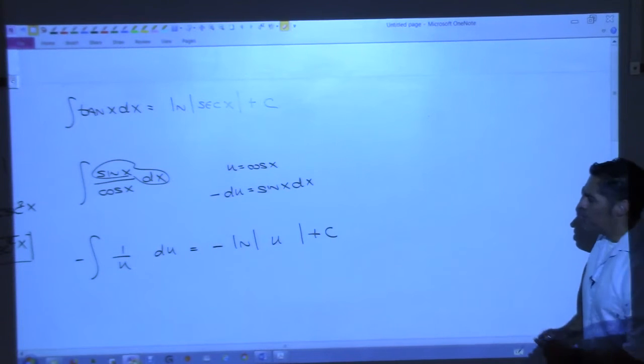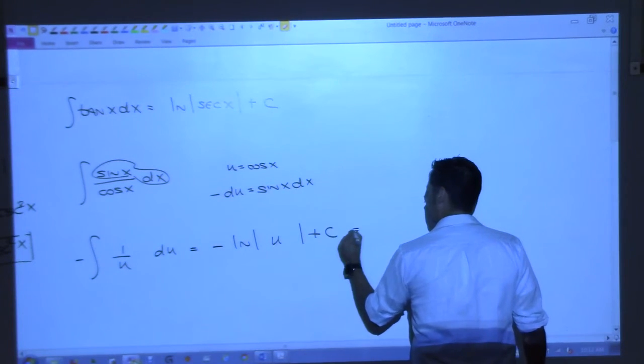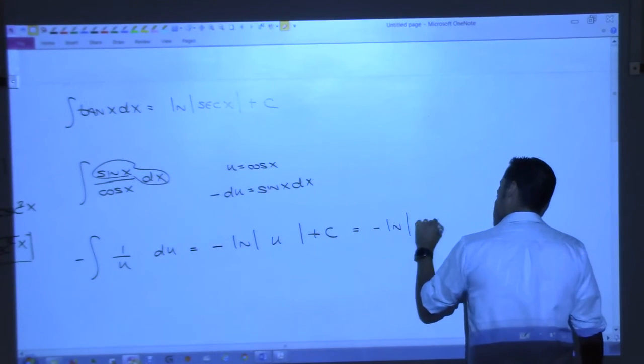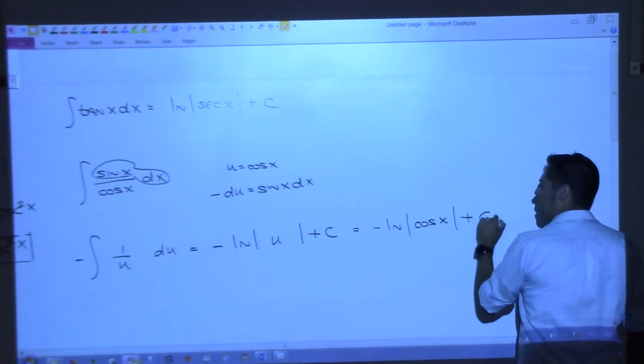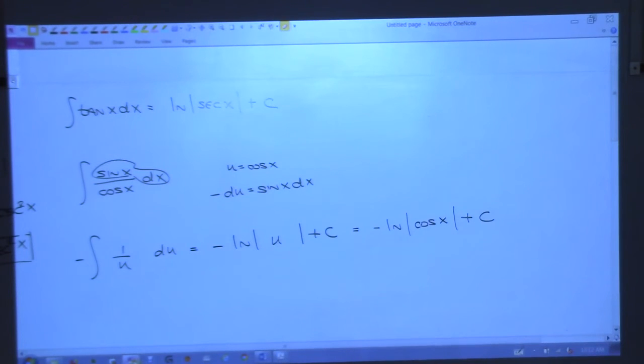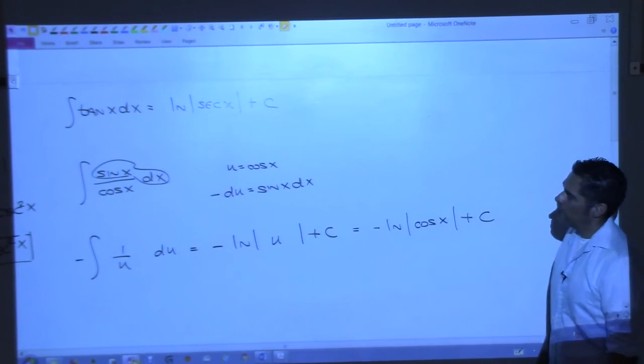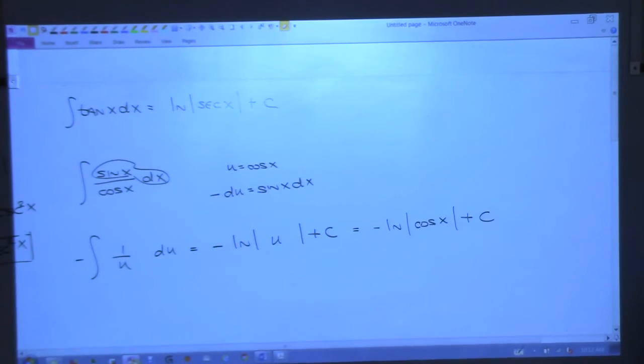All right, and what's u? What was u? Cosine x. Well, that's not the answer. It's in your formula sheet. Did we mess up? One has a negative, no, one doesn't. This one has cosine, that one doesn't. Oh, did we mess up? 1 over cosine is secant, right? How do I go from that to 1 over cosine?